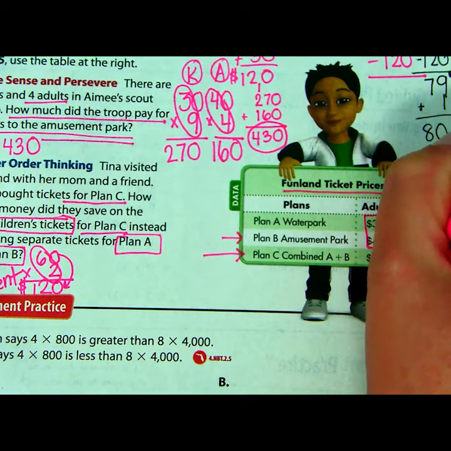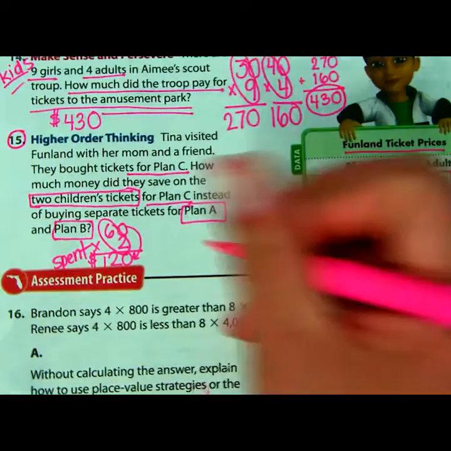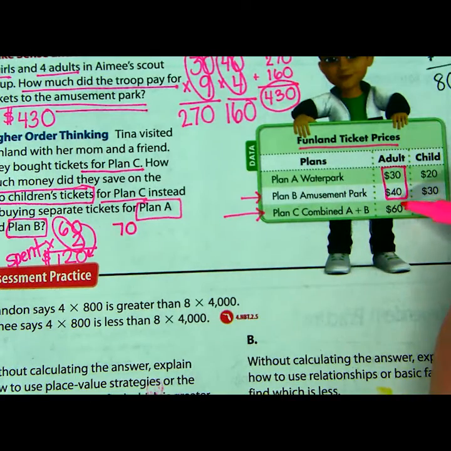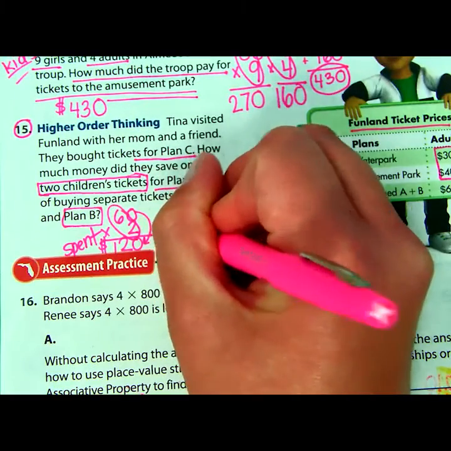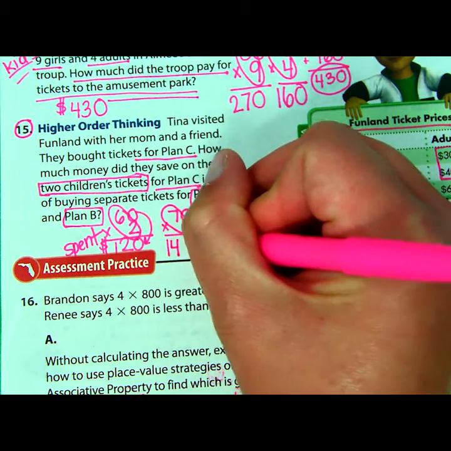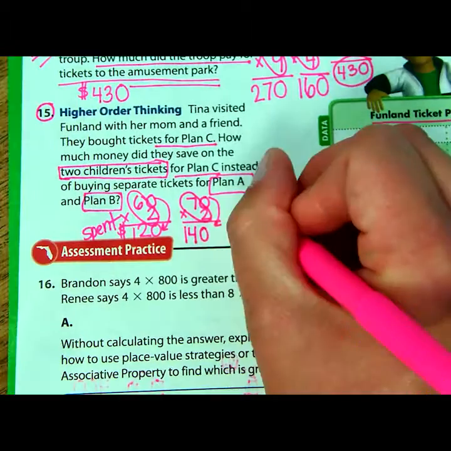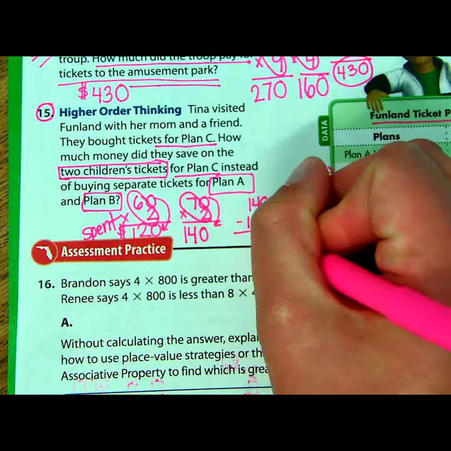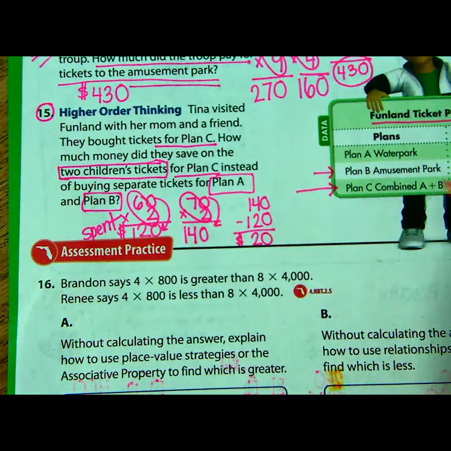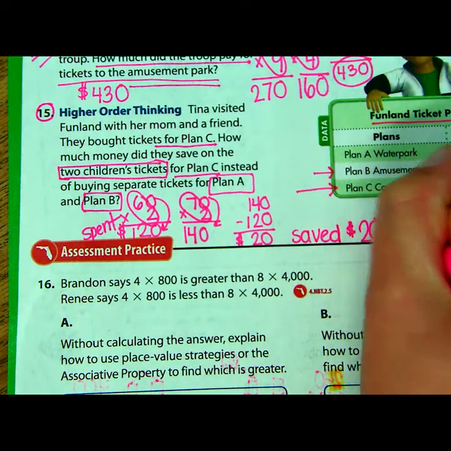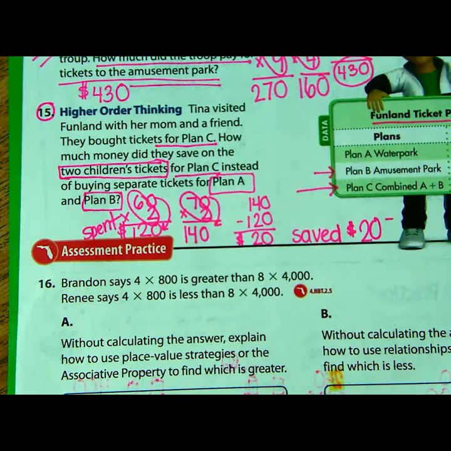30 plus 40, so they would have spent 70 total per child. 40 for Plan B plus 30 for Plan A times 2 kids. 7 times 2 is 14, and bring down the 0, that's 140. So they would have spent 140, but they really only spent 120, so we know they spent $20 less. So they saved $20 by doing Plan C. Great job today.